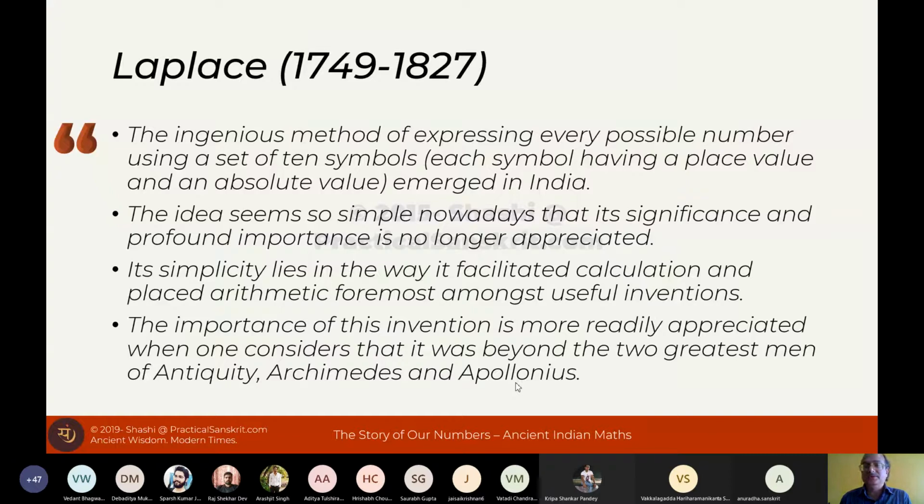The idea seems so simple nowadays. This is maybe around the 1800s, right? 1749 he was born. So it seems so simple nowadays that its significance and profound importance is no longer appreciated. Its simplicity lies in the way it facilitated calculation and placed arithmetic foremost among useful inventions. The importance of this invention is more readily appreciated when one considers that it was beyond the two greatest men of antiquity, Archimedes and Apollonius.